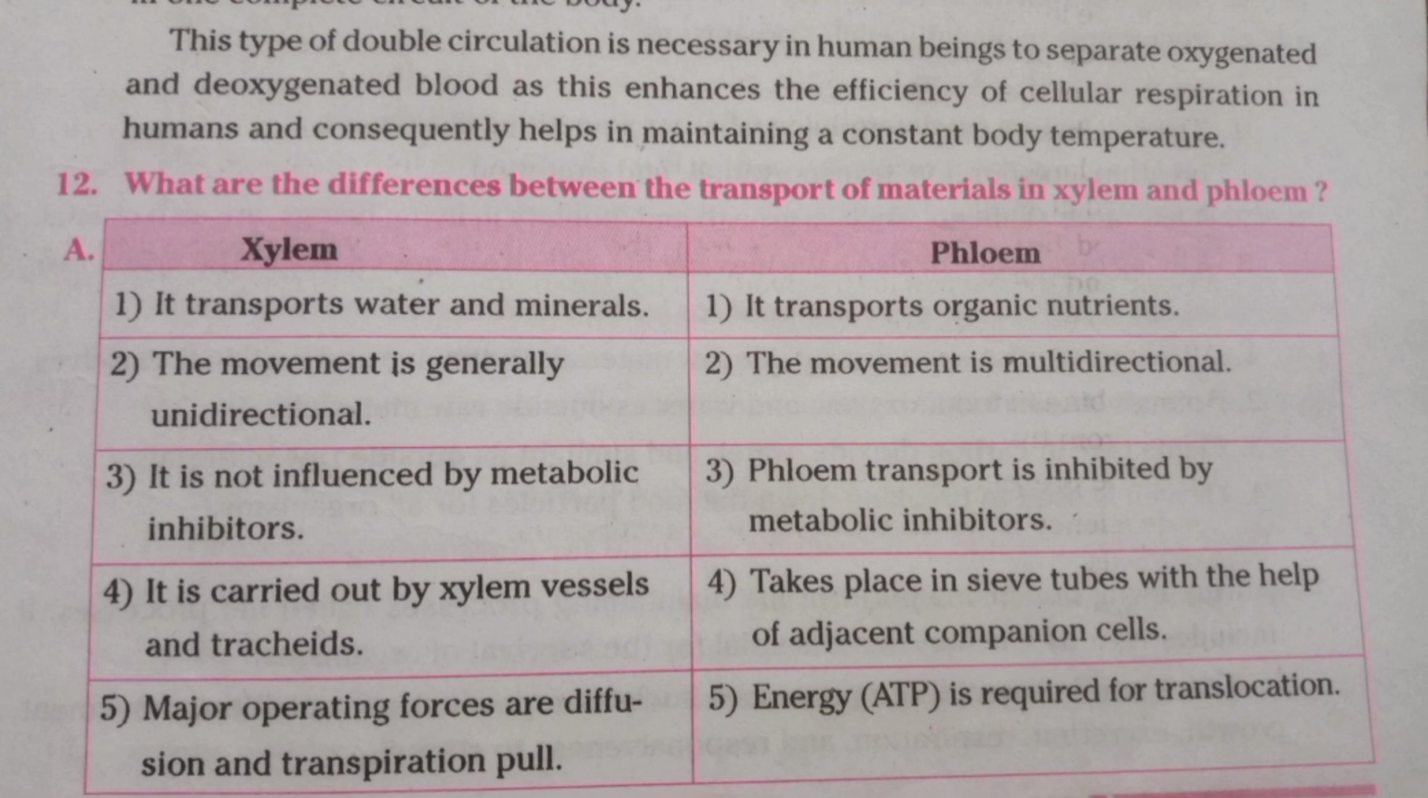Phloem. 1. It transports organic nutrients. 2. The movement is multidirectional. 3. Phloem transport is inhibited by metabolic inhibitors. 4. It takes place in sieve tubes with the help of adjacent companion cells. 5. Energy, ATP, is required for translocation.